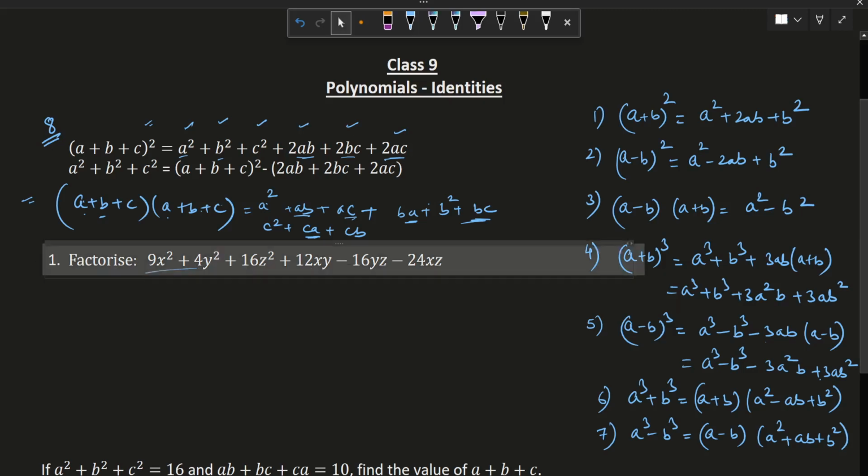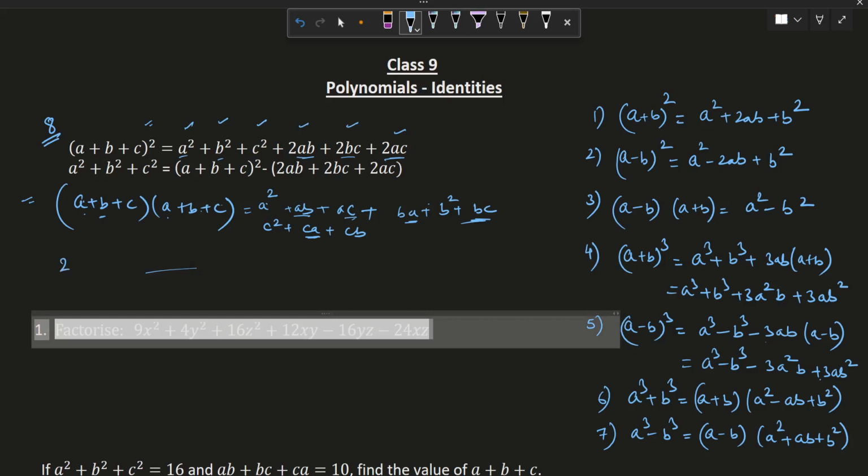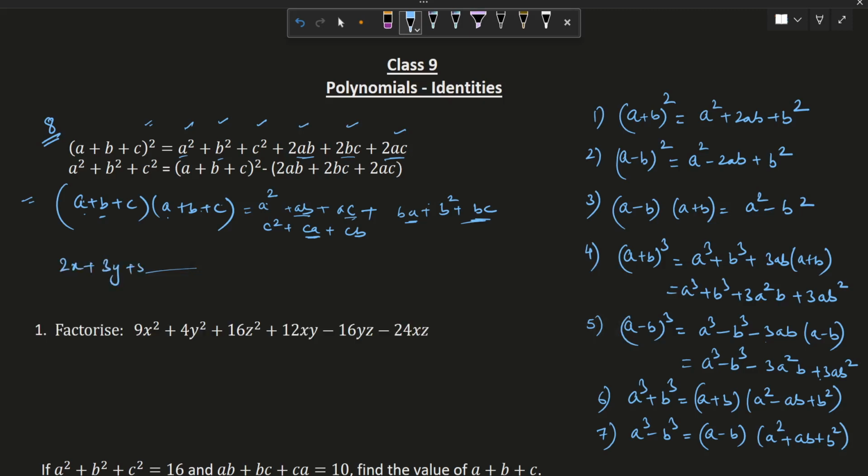I'll take one. Let's say they give you: expand (2x + 3y + 5z) whole square. So what do you have to do? You have to just do what? (2x) whole square meaning 4x square plus (3y) whole square meaning 9y square. Or if you want, I'll write the step first so that there is no confusion. I'll write it like this. So (2x) whole square, this is your a, this is your b, this is your c. So a square plus (3y) whole square, which is your b square, plus (5z) whole square, which is your c square.